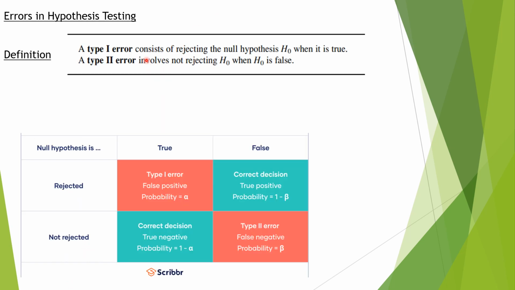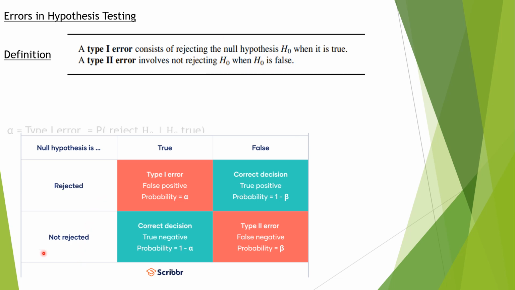Okay, now note that in hypothesis testing, we basically have a claim and then we perform calculations and we decide whether we want to accept it or reject it. And so it involves errors. Now we have two main types of errors: type 1 error and type 2 error. Type 1 error consists of rejecting the null hypothesis when it is in fact true. So your null hypothesis was correct, but you rejected it. And type 2 error is when your null hypothesis was actually false, but you did not reject it.